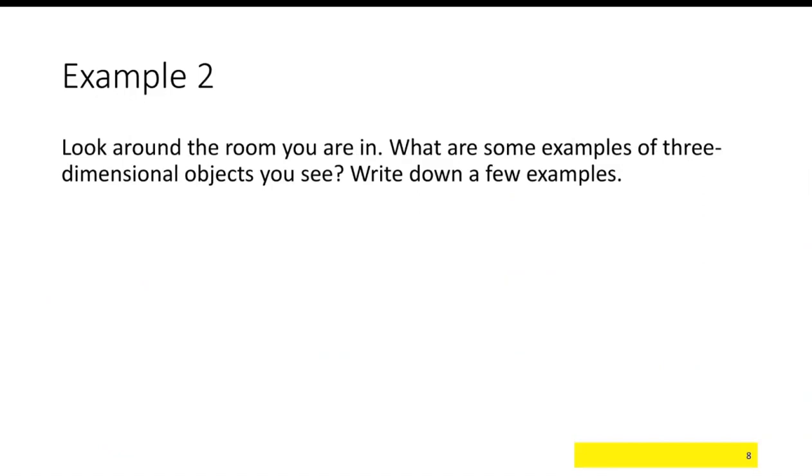And this one I'm going to leave to you, but look around the room you are in. What are some examples of three-dimensional objects? And on your own, write down some examples. Maybe books or tables or chairs. Whatever you see.